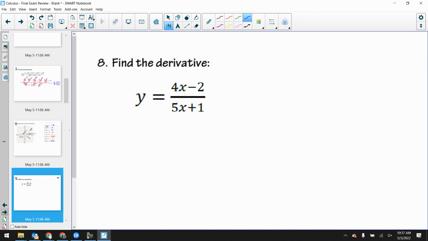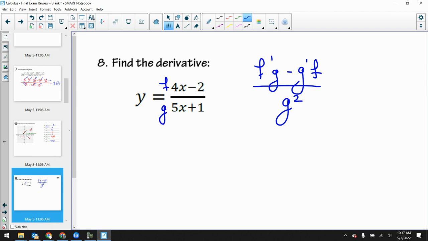For example, this one is the quotient rule. Remember, quotient rule is f prime g minus g prime f all over g squared. And in that g squared, I'm okay if you do not simplify it down. You do not need to simplify g squared down whenever it's a binomial or anything like that. Like this one. So let's find f prime g. Remember, f is my numerator, g is my denominator here. So f prime is 4.